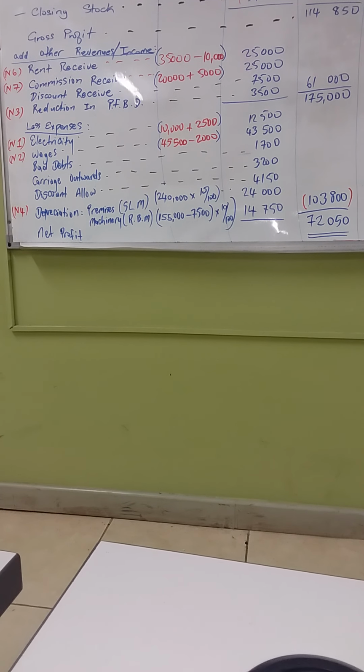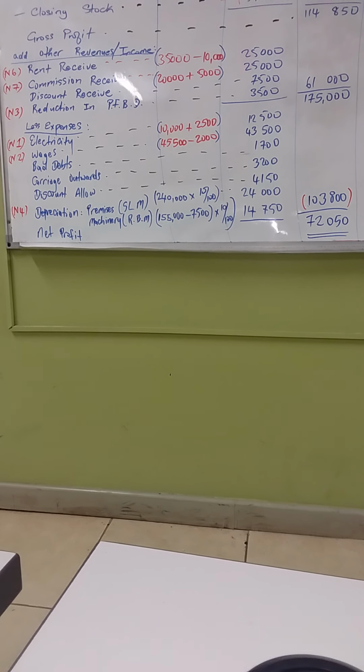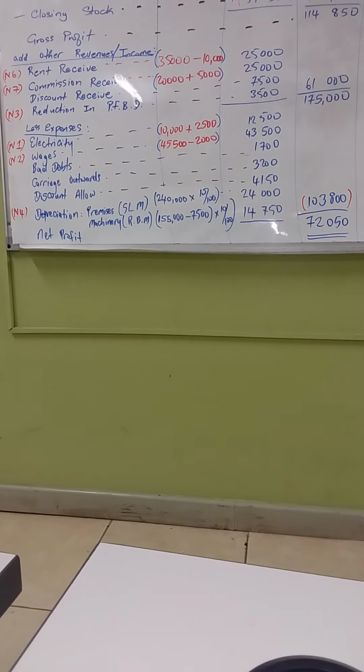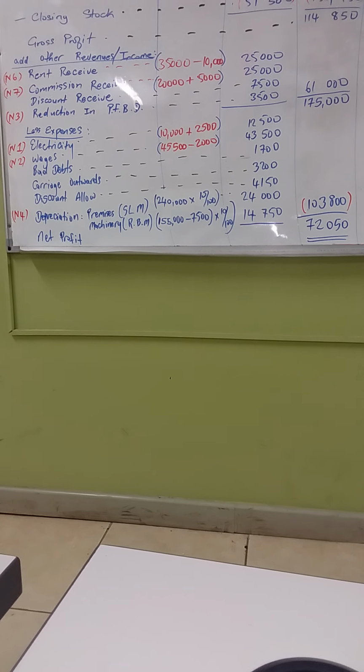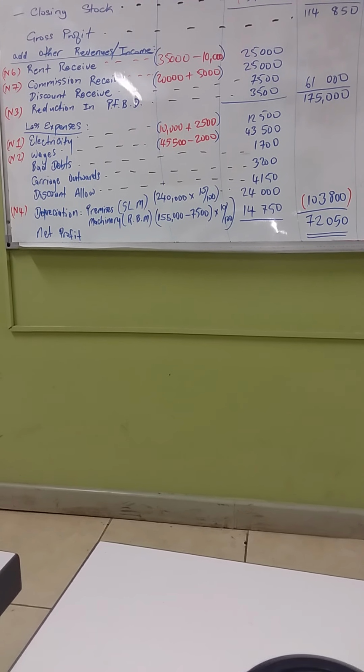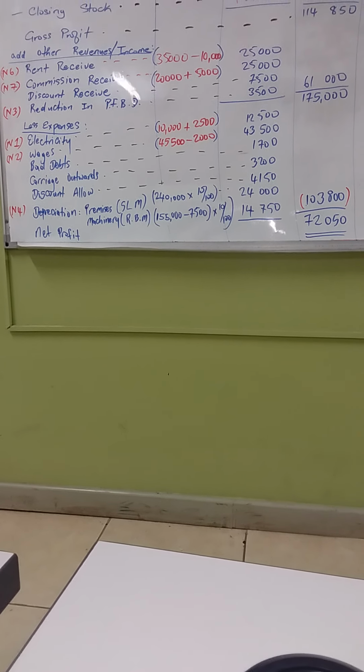Next, you have your carriage outwards. Insert your carriage outwards, and you have your discount allowed. Put in the discount allowed. Then we have our depreciation.